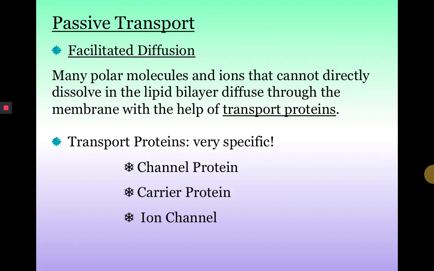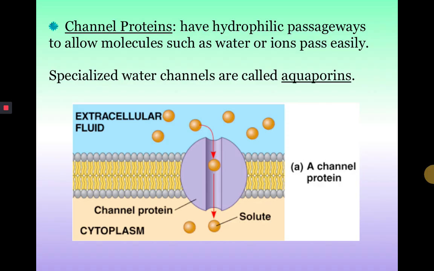Many polar molecules and ions that cannot directly dissolve in the lipid bilayer diffuse through the membranes with the help of transport proteins. That could be channel proteins, carrier proteins, or ion channels. So you need to be very specific in what you're doing and using them for. Keep in mind, in the same way that enzymes were substrate specific, transport proteins are not substrate specific, but solute specific, molecule specific. A chloride ion channel will not move sodium molecules. All right, they're very, very specific for the ion they're going to move or the particle they're going to move.